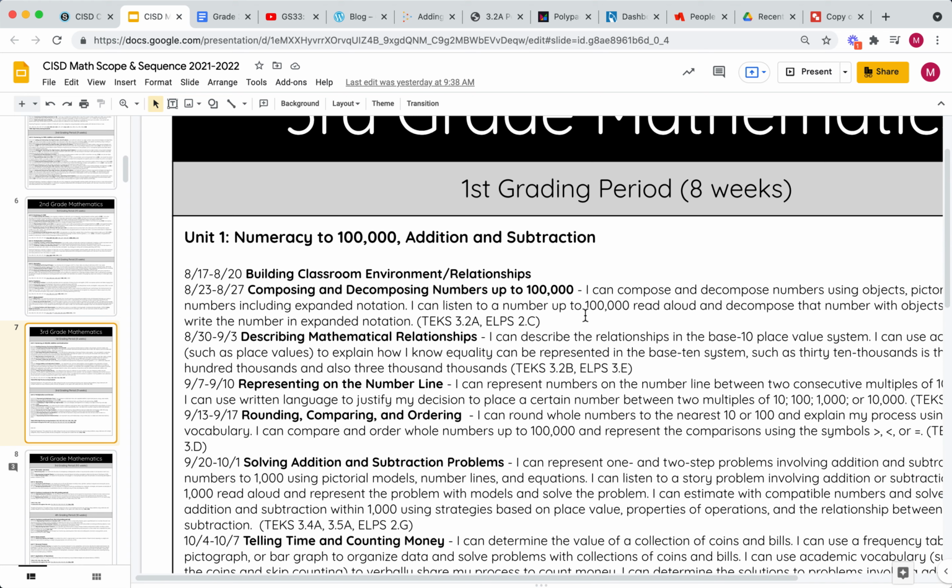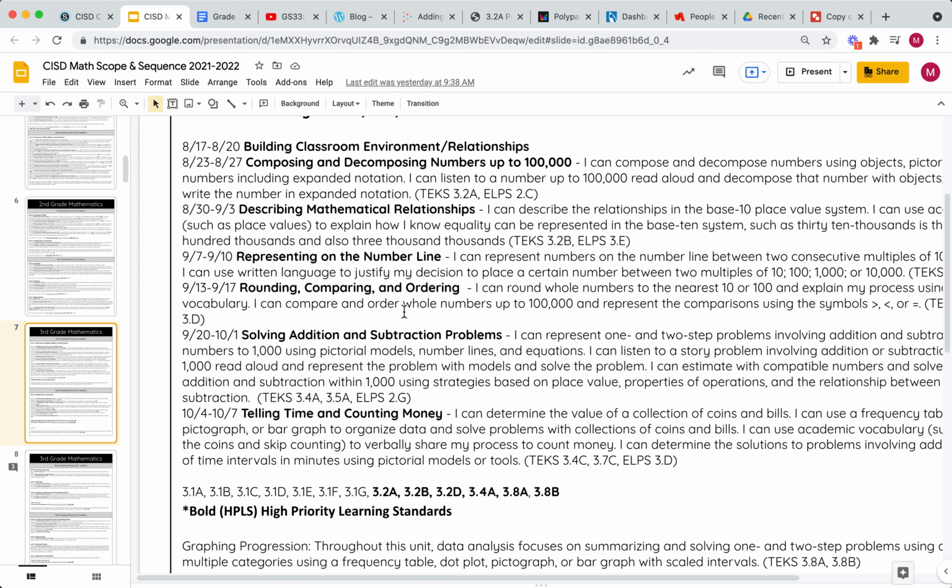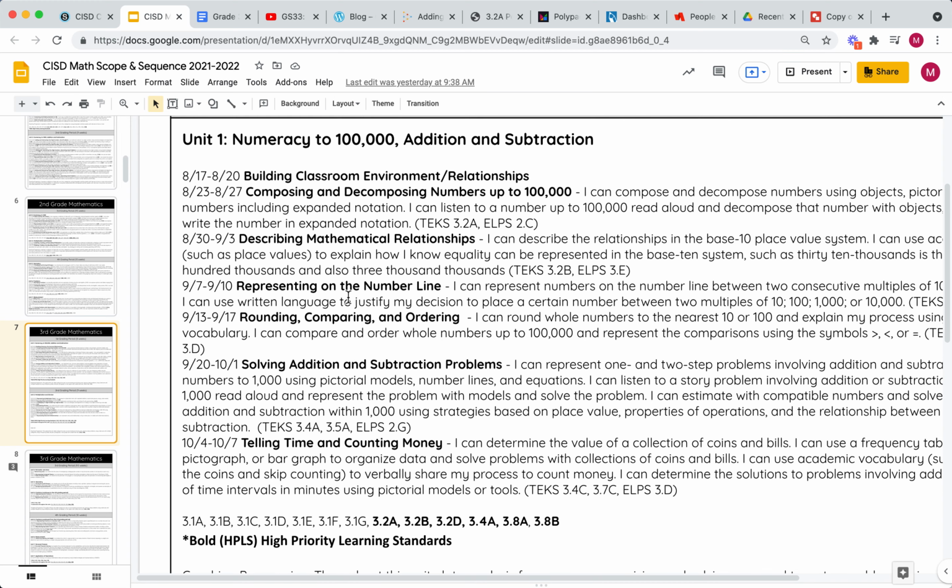As the content begins, the students will learn about composing and decomposing numbers, describing mathematical relationships within the base 10 system, representations on the number line, rounding, comparing, and ordering, then solving addition and subtraction problems, and telling time and counting money. Now these 6 topics, you'll see aligned in the Google Doc for our unit of study. So back to Schoology, across the bottom are buttons for the Google Documents of each unit. So if you click on Unit 1, it will bring you here.